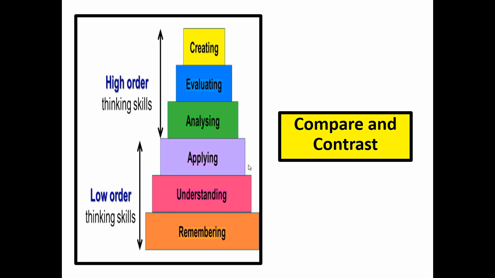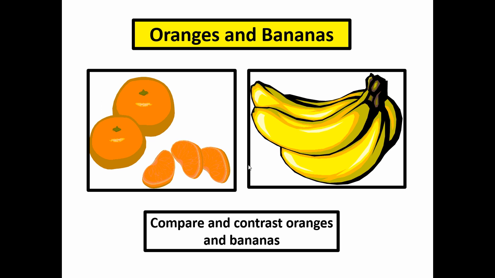Before we get into it, just remember that Bloom's taxonomy is the hierarchy of skills that you need to be able to demonstrate when it comes to doing your exams. Compare and contrast is one of those skills. To put this into context and make it very simple, we're going to look at how you compare and contrast oranges and bananas.